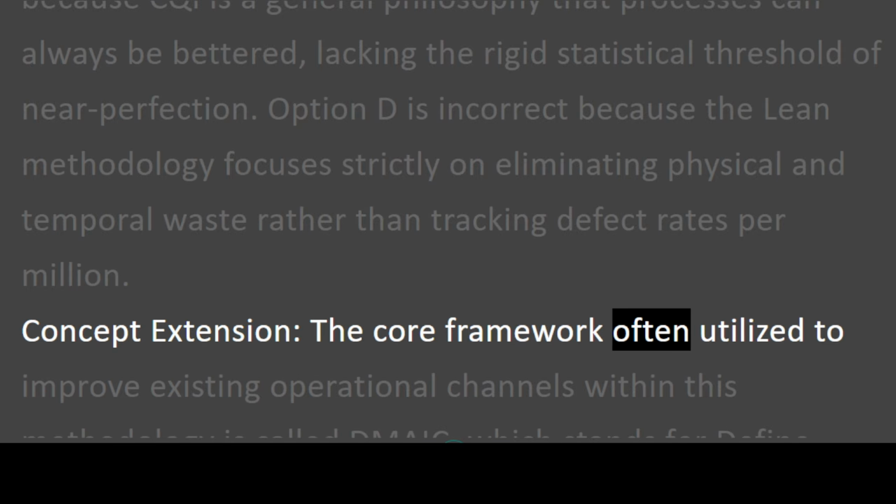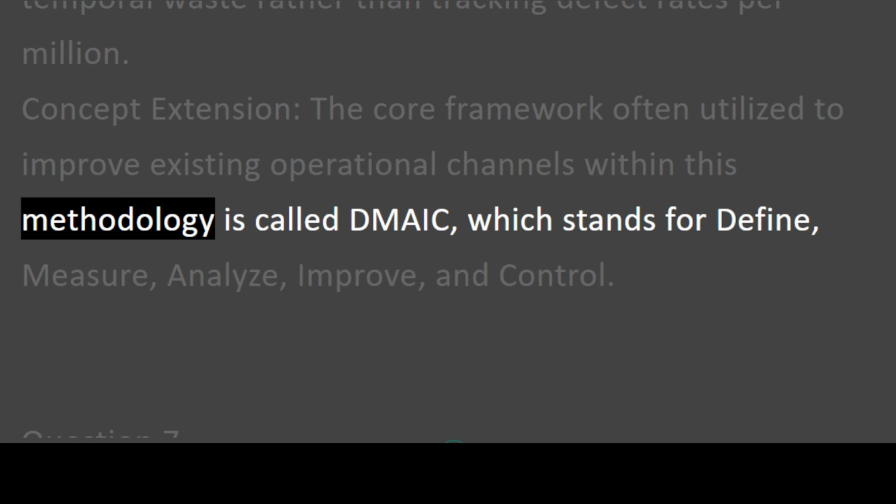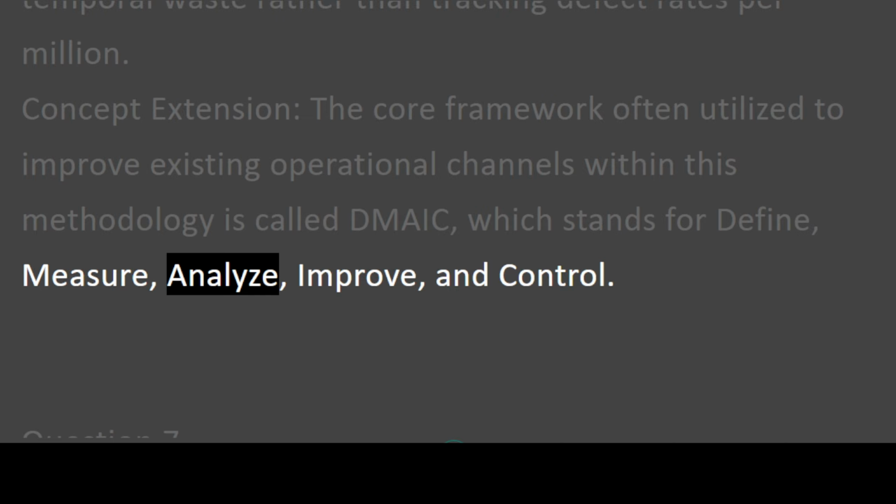The core framework often utilized to improve existing operational channels within this methodology is called DMAIC, which stands for Define, Measure, Analyze, Improve, and Control.